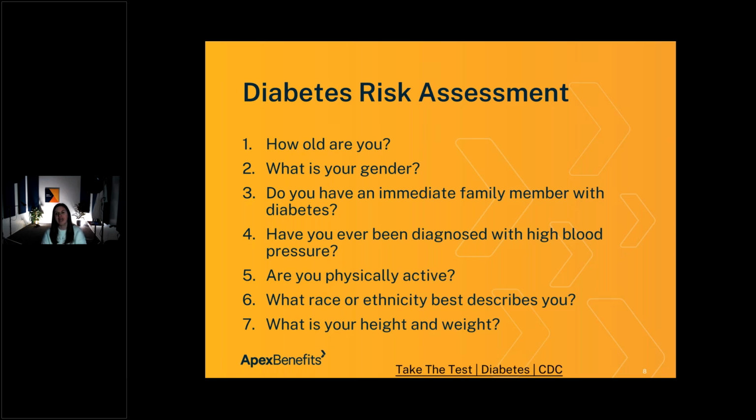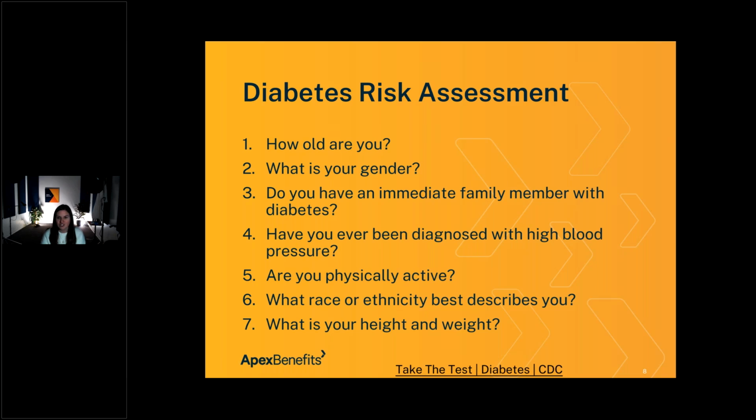So the first is, how old are you? The older you are, the increased risk you have for type 2 diabetes, because this is the one that we said is more often than not adult onset. Although they've even gotten rid of that title because we're starting to see obesity younger and younger. So childhood obesity absolutely can lead to type 2 diabetes sooner than even adulthood.